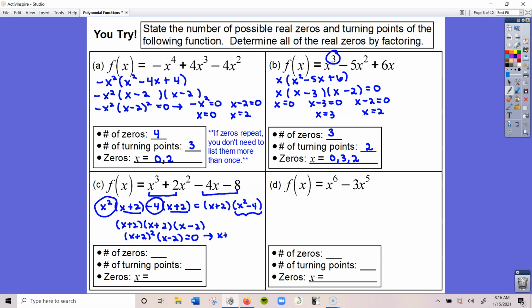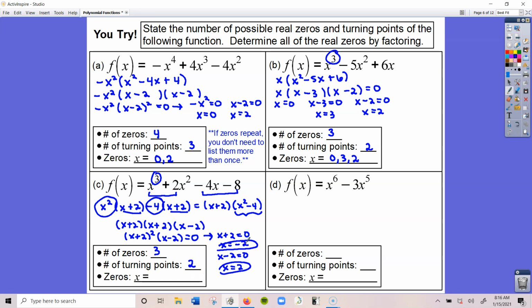So we have x plus 2 is equal to 0 and x minus 2 is equal to 0. For this one, I would have to subtract the 2, so x is equal to negative 2. And here I'd have to add the 2, so x is equal to 2. So based on my equation here, the number of zeros that I should have is 3, meaning that the number of turning points would be 2.